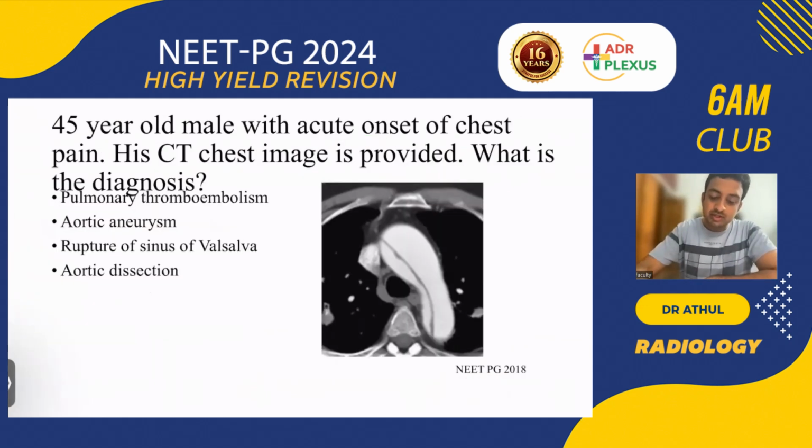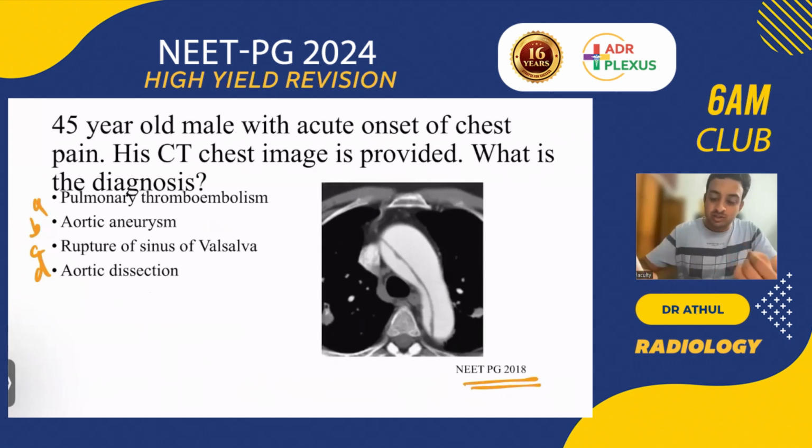Now coming to this question. A patient is coming with acute onset of chest pain. His chest image is provided. What is the diagnosis? This is another NEET-PG 2018 question, a direct question which is simple, very, very important. So what is the diagnosis here? Is it A, B, C, or D? Please comment. Yeah, aortic dissection.